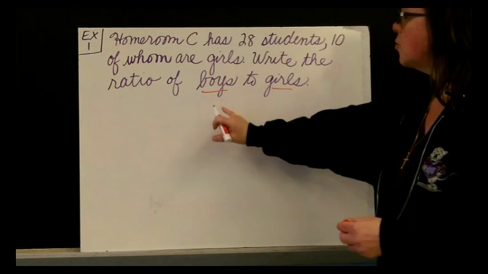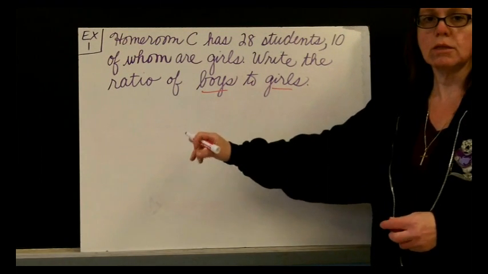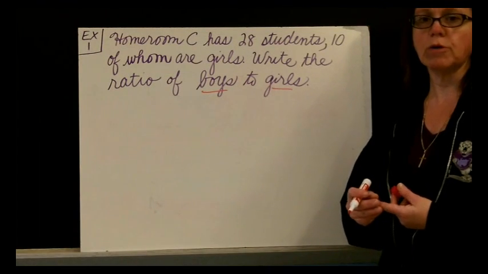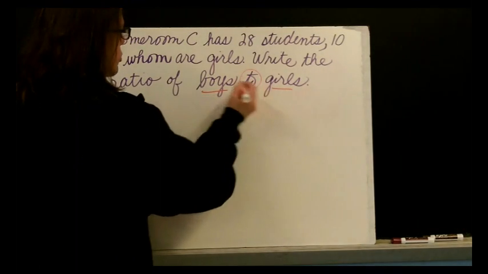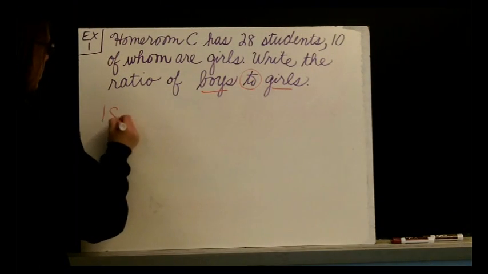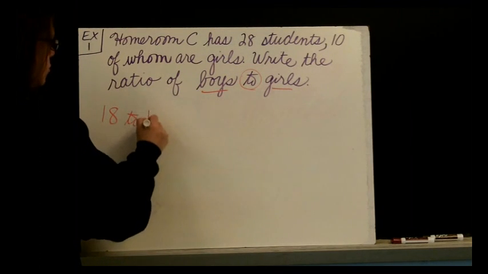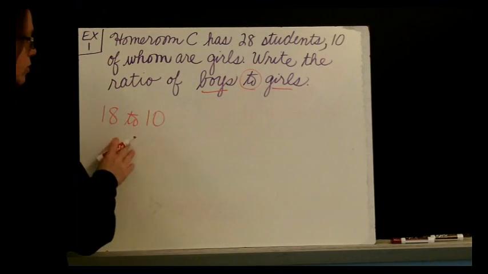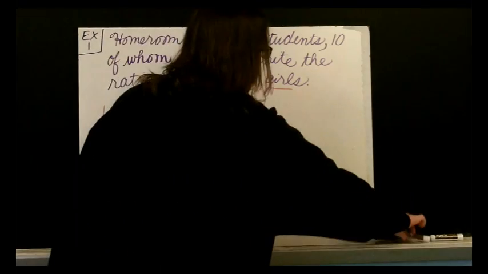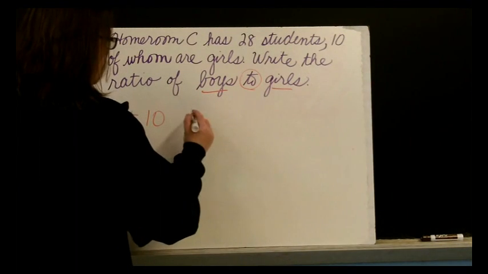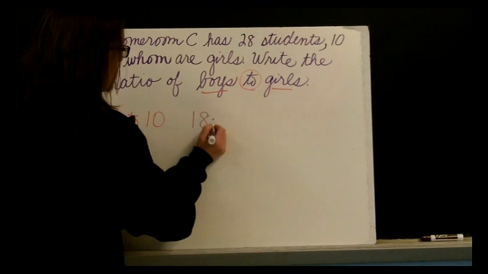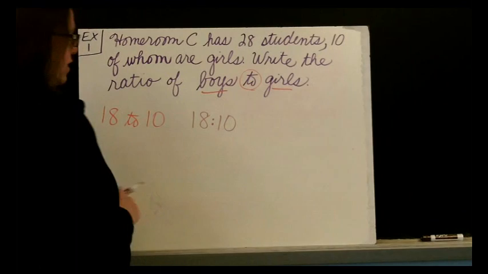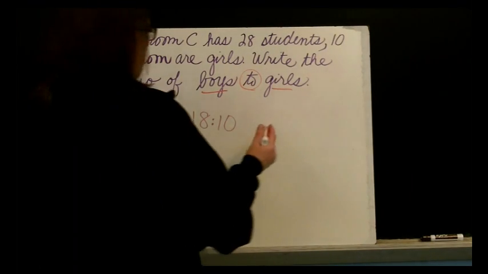Boys to girls. Since boys comes first in the sentence, the number of boys has to come first in the ratio. So the first way that we can write a ratio is actually using this word to. We said that there are 18 boys to 10 girls. That's one way. Another way is to replace this word to with a colon. So the ratio of boys to girls is 18, colon, 10. And then the third way is as a fraction.